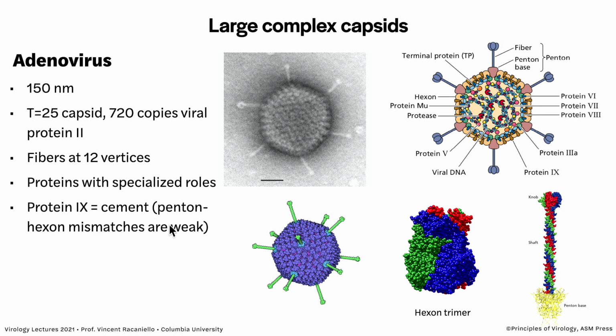But then there are other proteins with specialized roles. And if you look at the virus particle here, in addition to the hexon and the penton base and the fiber, there's a lot of other proteins here with different roles. And the one I want to point out is 9, which we call cement. It helps stabilize the particle because these penton-hexon mismatches are weak. They're not great. They're not perfect. So you have another protein here, protein 9. You can see here these little brown guys stuck in between the hexons to help glue them together, if you will.